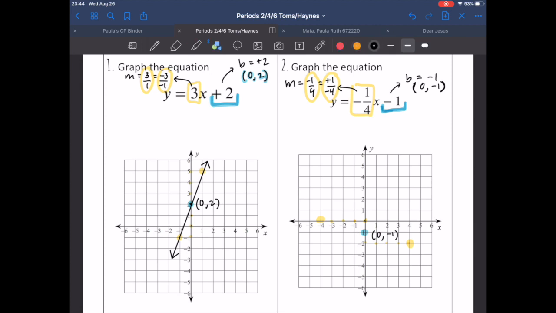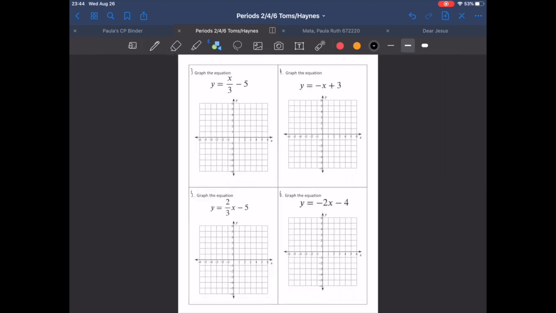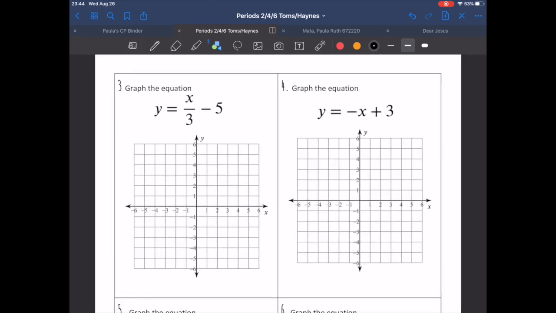Cool. So I have enough points, I'd say, to combine the points and make a line. Okay, cool. Let's go ahead and move on to number 3. So number 3, right here, I always start with my y-intercept. And I know that my y-intercept, which is b, is -5. That means the point that I start with is 0, -5. Alright. And then let's go ahead and find that point. 0, -5 is right there.